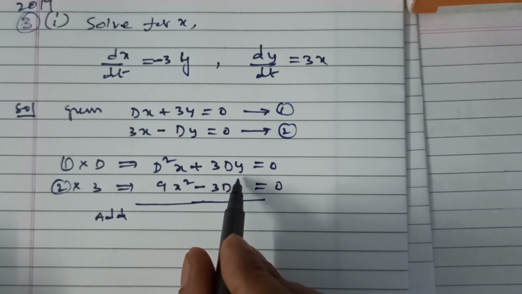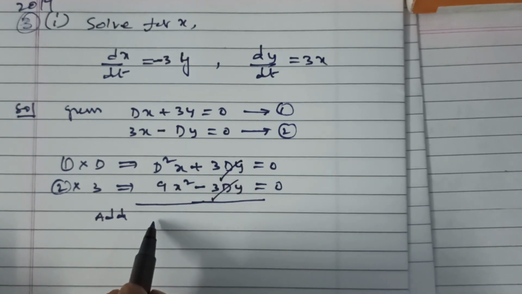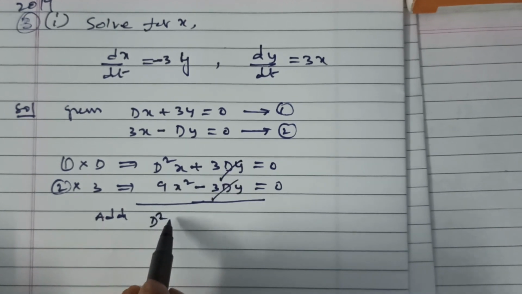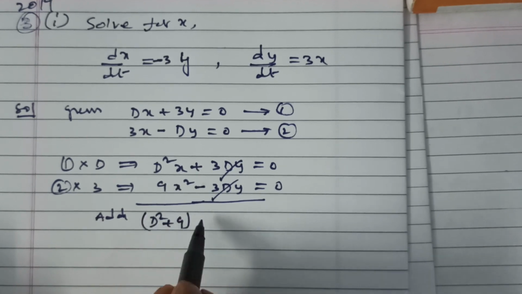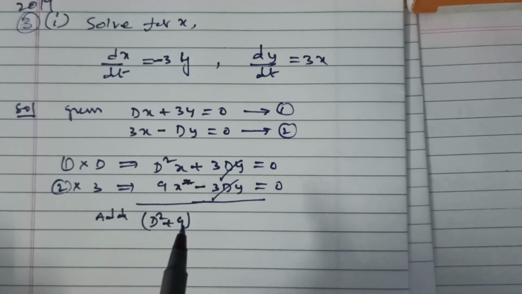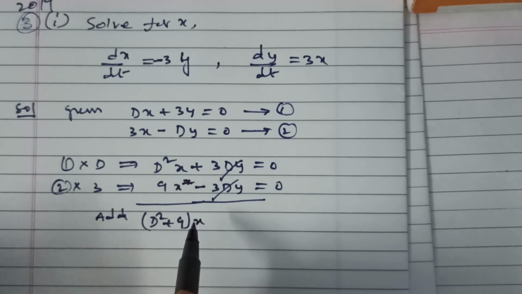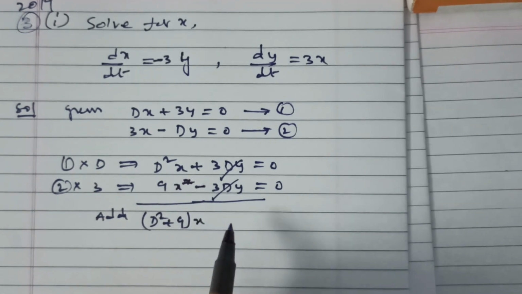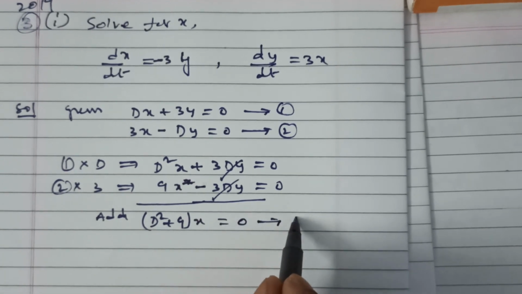So adding means these two terms are cancelled. Taking x common, D square plus 9 of x is equal to 0. Take this as equation 3.